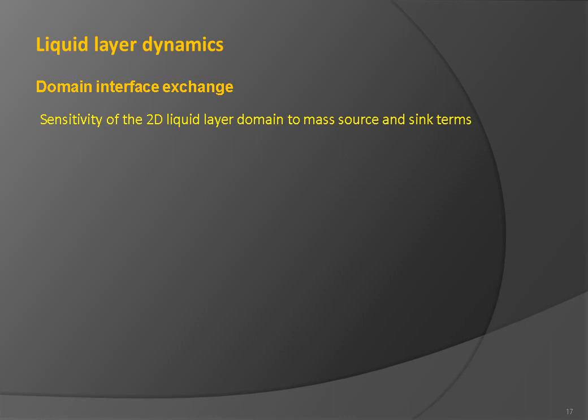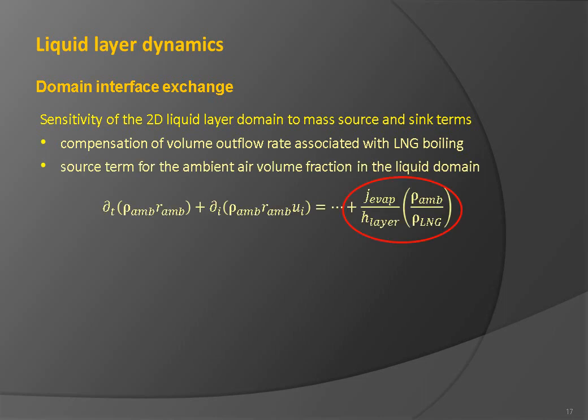Because of the liquid layer domain's two-dimensionality, the flow conditions are much more sensitive to any mass source or sink than the ambient domain. For that reason, the volume outflow rate associated with LNG boiling in the liquid domain has to be compensated with an equal volume inflow rate of the surrounding ambient air. Thus, the following source term was added to the transport equation for the ambient air volume fraction in the liquid domain. As the liquid spreads, it supplants the gaseous phase around the domain.